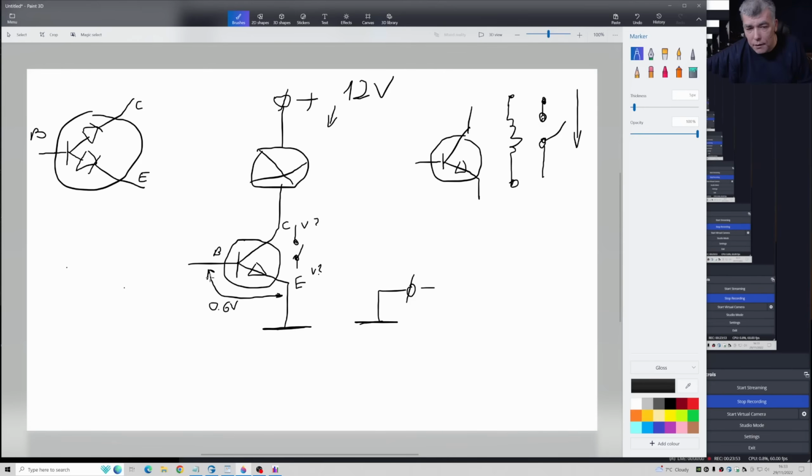So how can we get 0.6 volts? That means we need another power supply, the 0.6 volts with the plus here and the minus here. Very simple and very easy. We can use a resistor from here to the plus. Very simple, from here to here. Or even better, let's try something else.